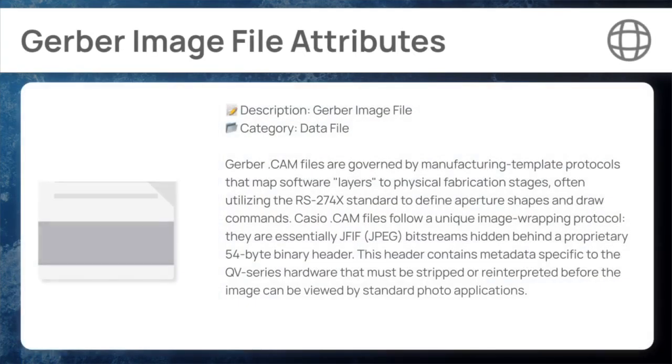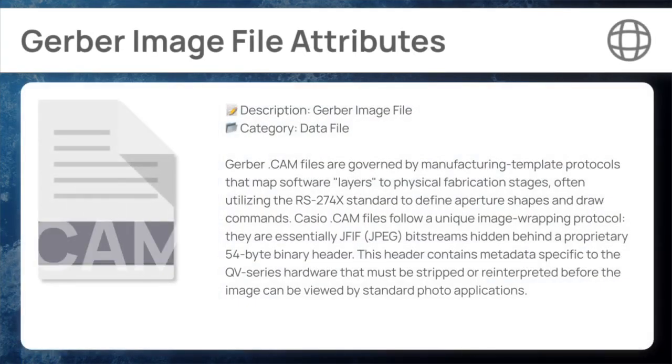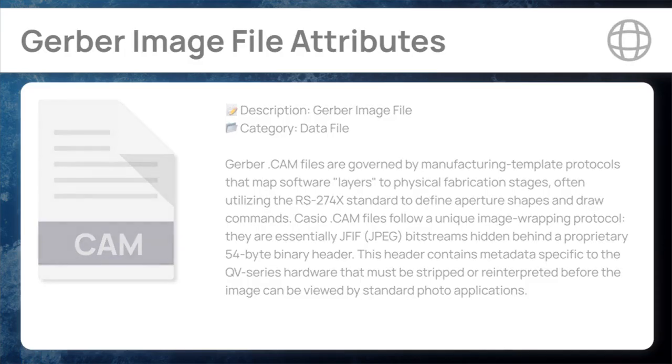Gerber CAM files are governed by manufacturing template protocols that map software layers to physical fabrication stages, often utilizing the RS-274X standard to define aperture shapes and draw commands. Casio CAM files follow a unique image wrapping protocol. They are essentially JFIF JPEG bitstreams hidden behind a proprietary 54-byte binary header. This header contains metadata specific to the QV series hardware that must be stripped or reinterpreted before the image can be viewed by standard photo applications.